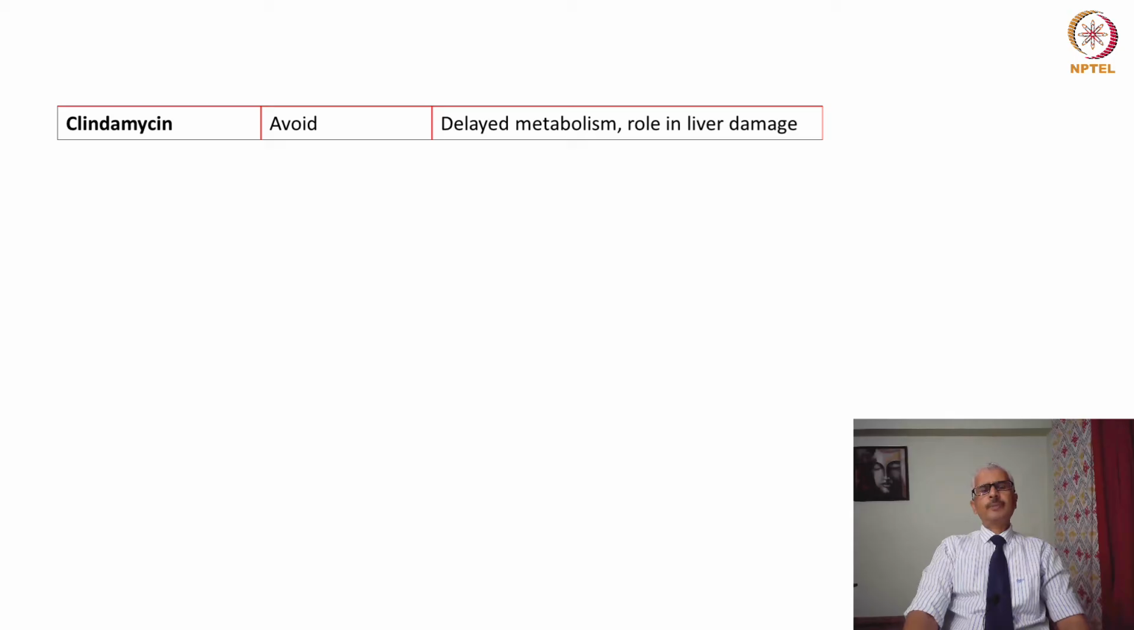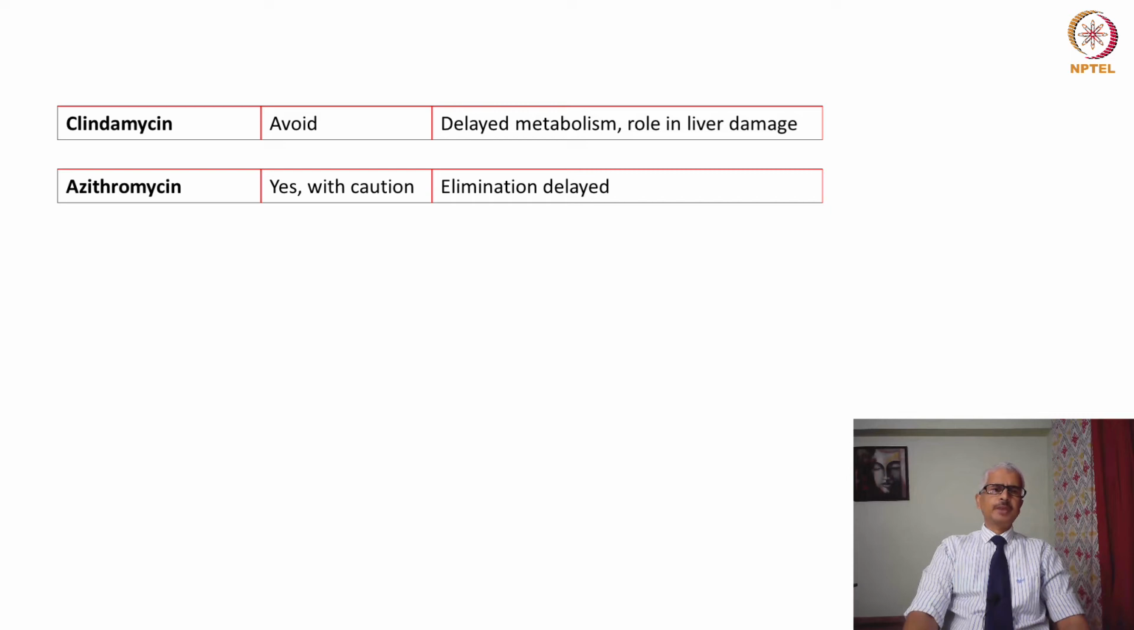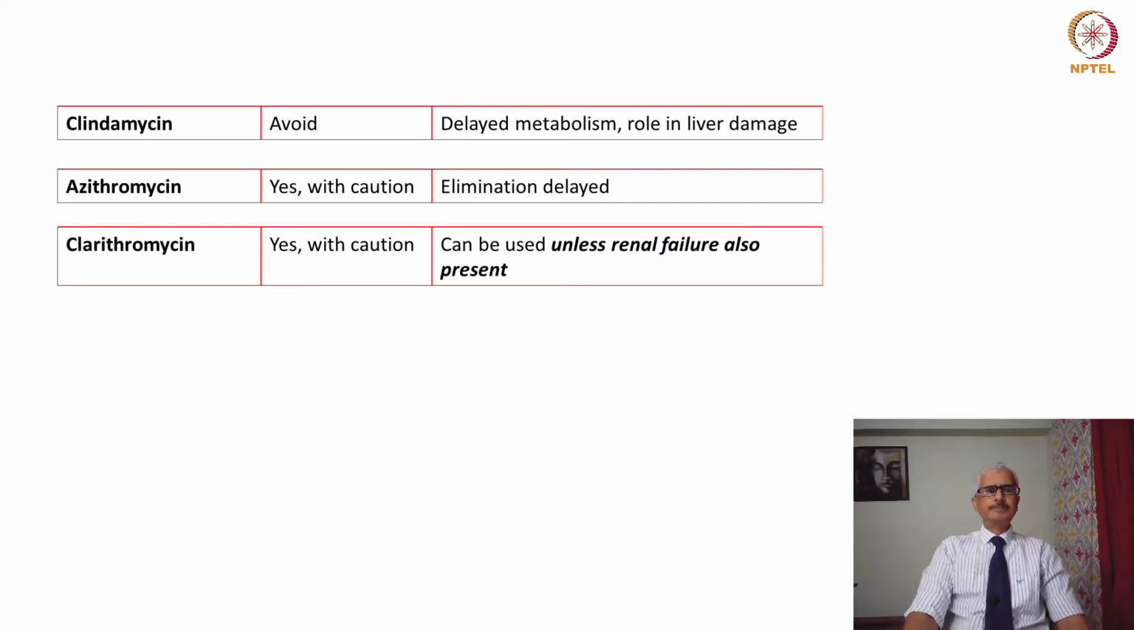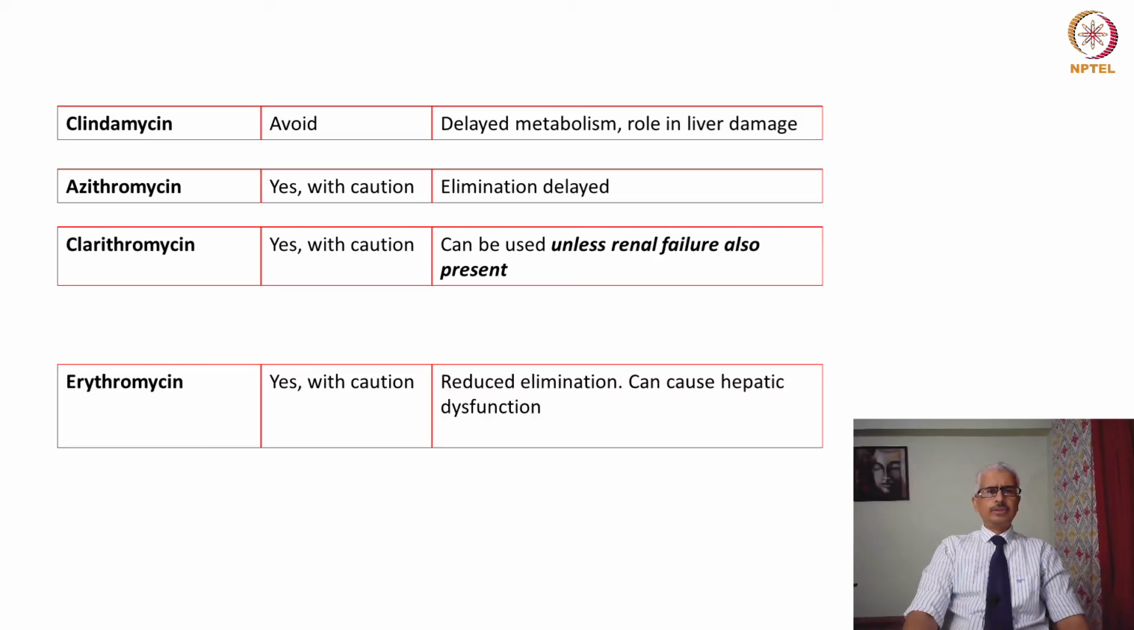Clindamycin should be avoided as it has delayed metabolism and it has been implicated in liver damage. Azithromycin can be given, however, the dose should be reduced as the elimination of azithromycin is delayed in CLD patients. Clarithromycin can be used, however, if the patient is also having renal failure, in that case it should be avoided. Erythromycin can be used, but we should reduce the dose as it has reduced elimination and in some cases has been implicated in hepatic dysfunction.